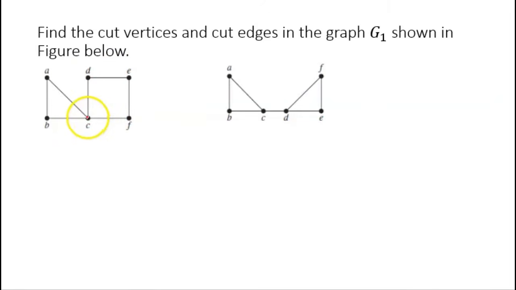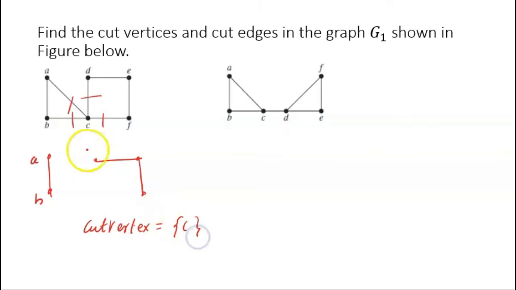But if I remove C, then it will become disconnected, because if I remove C, I will get the graph like this: I will get A here, I will get B here, I will get D, E and F. The C has been removed, so I will get something like this. Between A and B the edge will be there, and this edge, this edge, this edge and this edge, because there are 4 edges incident on it, so they will be removed and I will be getting this graph. So C is a cut vertex. So for this example, one of the cut vertices is C, right?